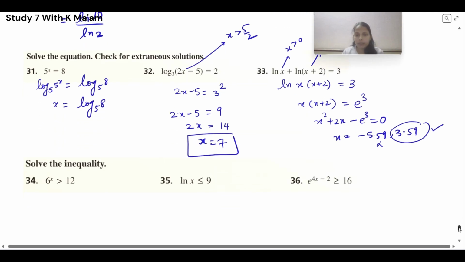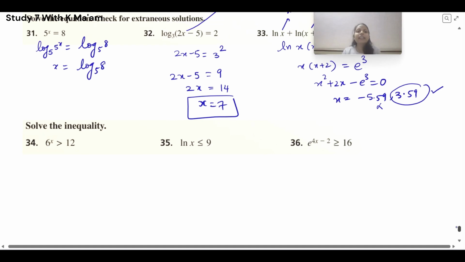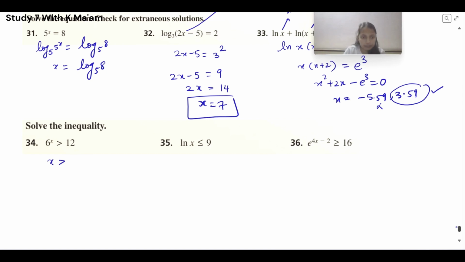Okay? Now, solve the inequality. Here we have to solve an inequality. Taking the log base 6 on both sides, x should be greater than this. No problem. X is greater than this. No other condition because it's exponential. You can take 100, 1000, whatever, no boundary.